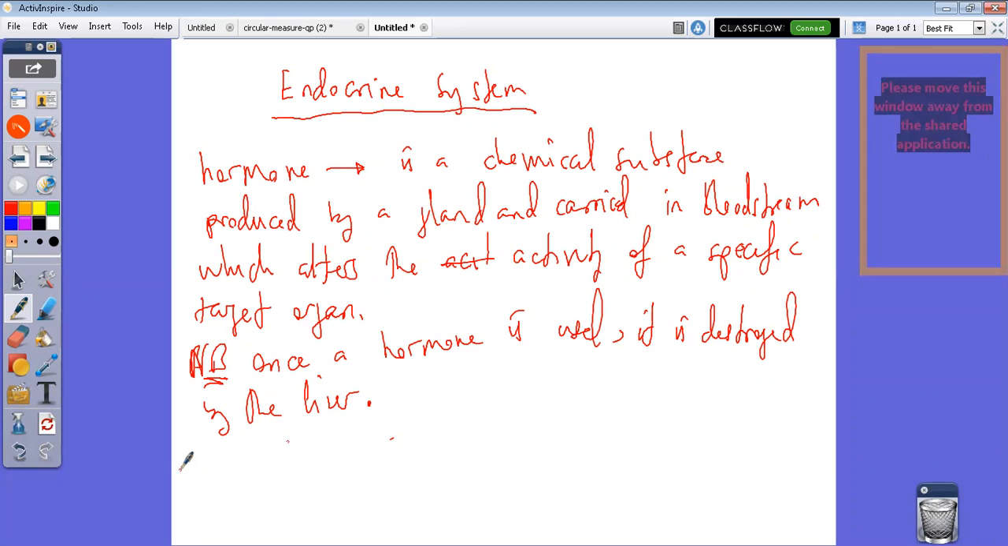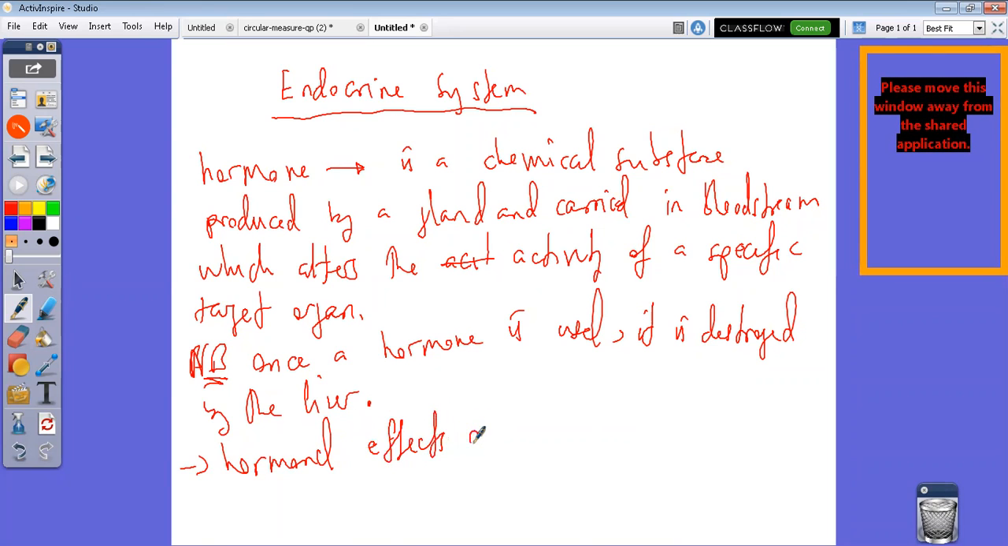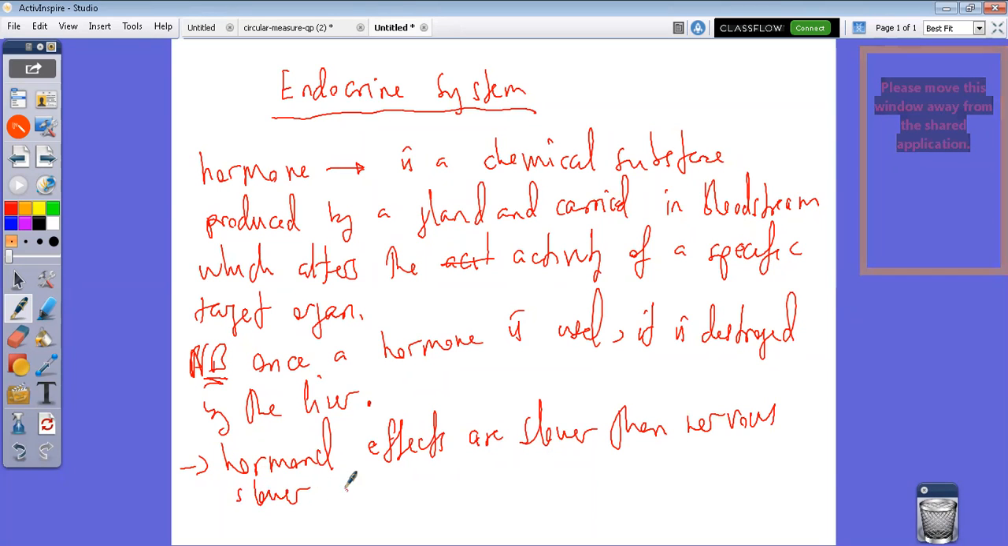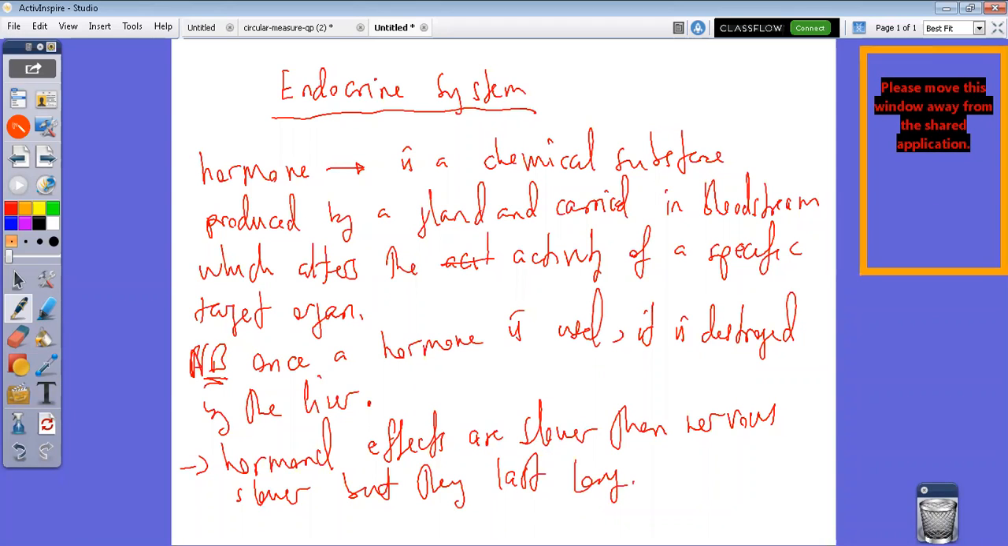Then the next point is that hormonal effects are slower than the nervous system, much slower. But they last longer. Clear. That making sense?